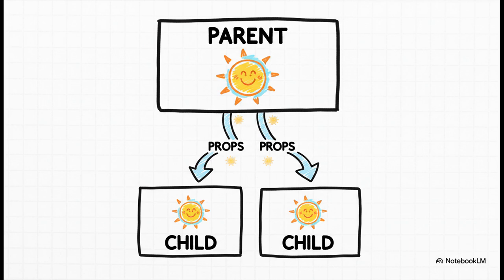But it's not just about isolated memory. To make a real application, things have to be connected. So parent components can pass information down to their children. This one-way data flow, something we call props, lets a parent control how its children look or behave, creating a dynamic and interconnected user interface.